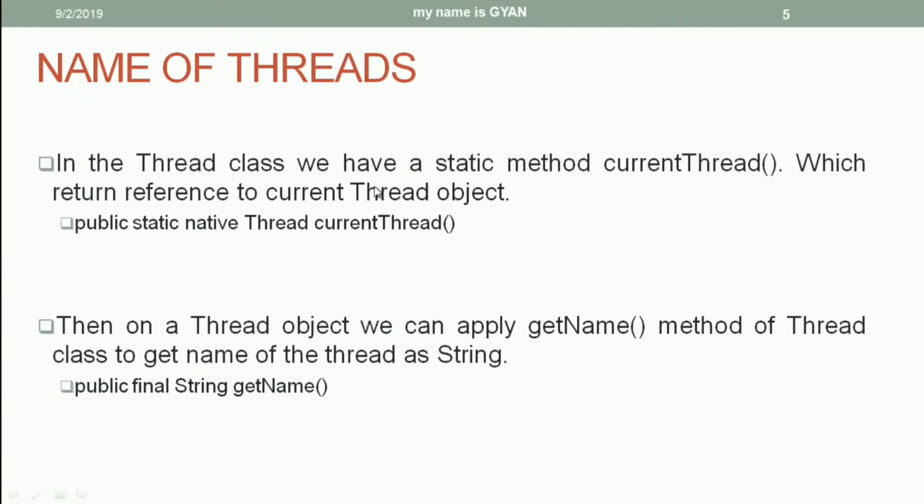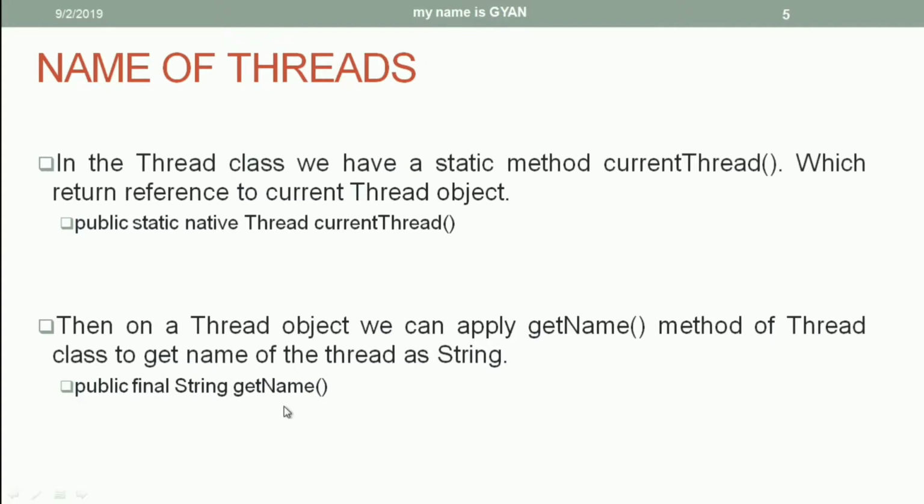In the Thread class, we have a static method called currentThread, which returns a reference to the current thread object. This method returns a reference of type Thread. This is a native method and a static method, which means it can be called just by using the class name Thread. So when we call Thread.currentThread, it will return the reference of the current thread. Then on that reference, we can apply the getName method of the Thread class to get the name of the thread as a string. That means on whatever reference is returned by currentThread, when we call getName, we get the name of the currently running thread.